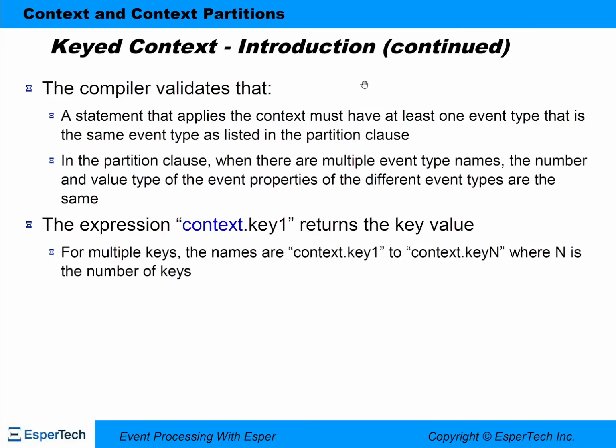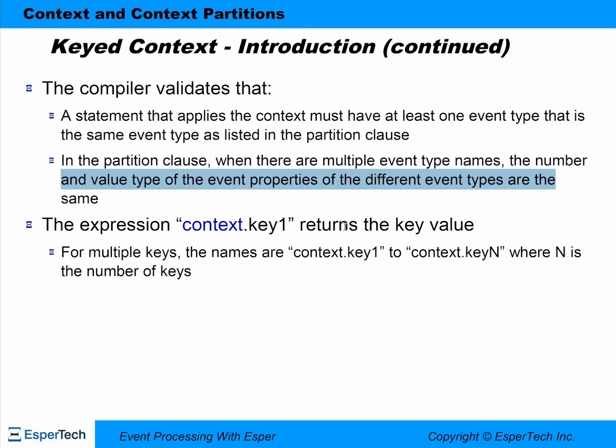The compiler validates that a statement that applies the context must have at least one event type that is the same event type as listed in the partition clause. The compiler validates that, in the partition clause, when there are multiple event type names, the number and value type of the event properties of the different event types are the same.